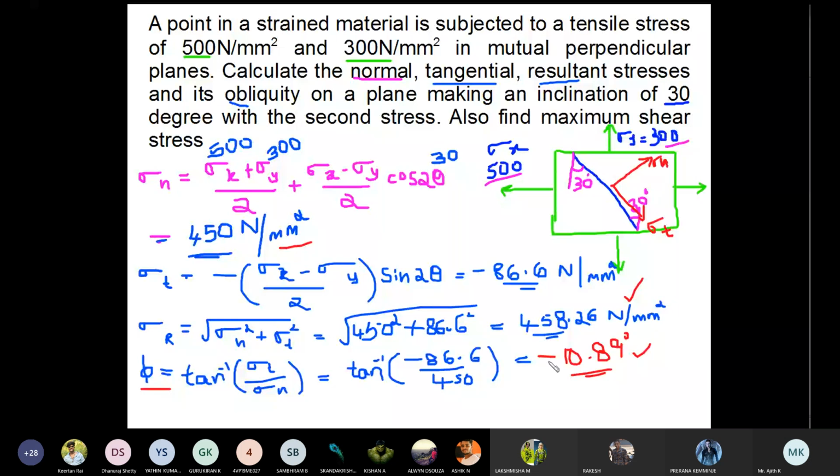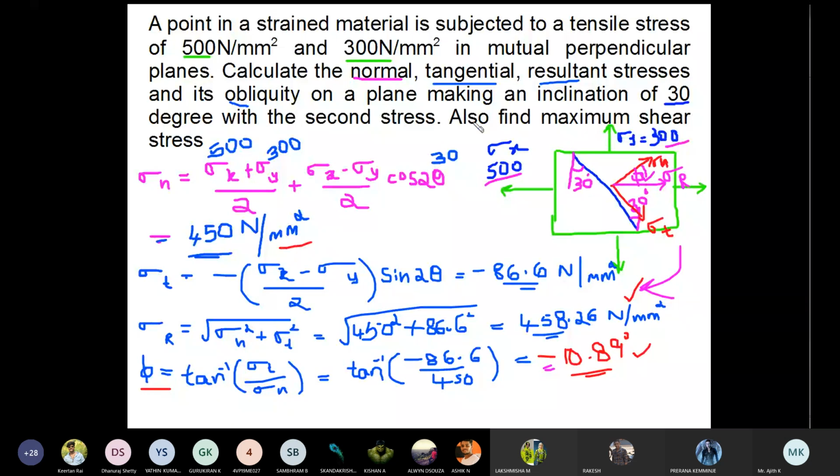Now we'll tell you what is the meaning of negative. If you measure the angle in the clockwise direction, then the angle is negative. That means from sigma n we measure the angle in the clockwise direction, in this direction. So from sigma n, in the clockwise direction at an angle of 10.89, the resultant stress sigma r is acting. This is the resultant stress, and this angle is phi. Phi is equal to minus 10.89. Negative means from sigma n it is acting in the clockwise direction. So that part is complete.